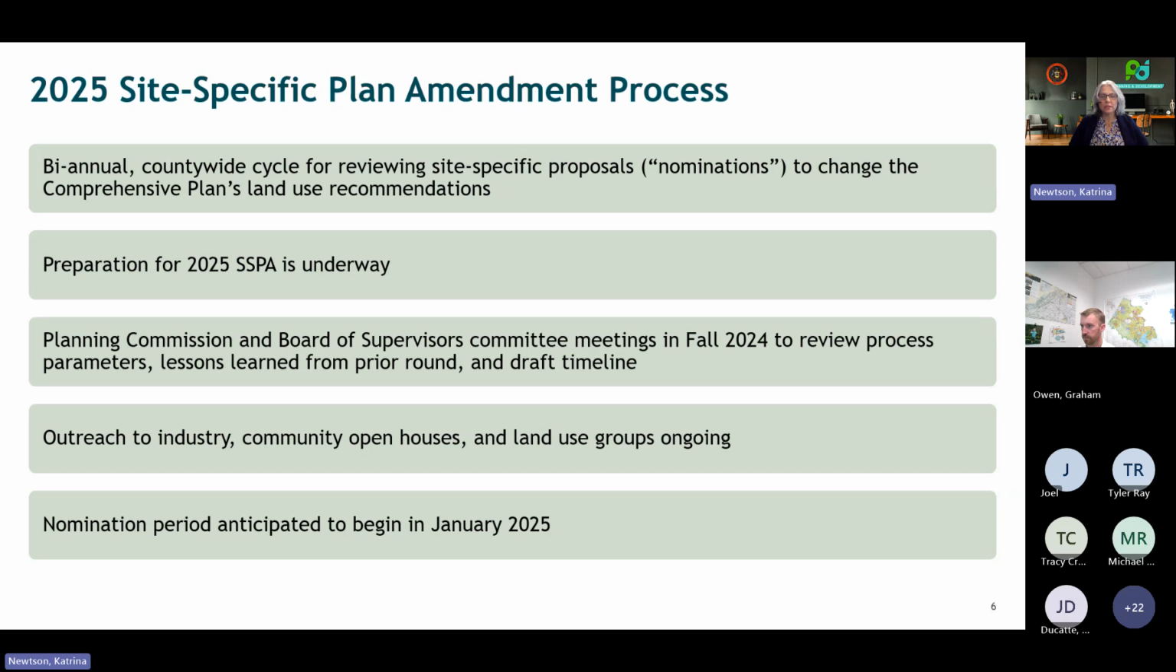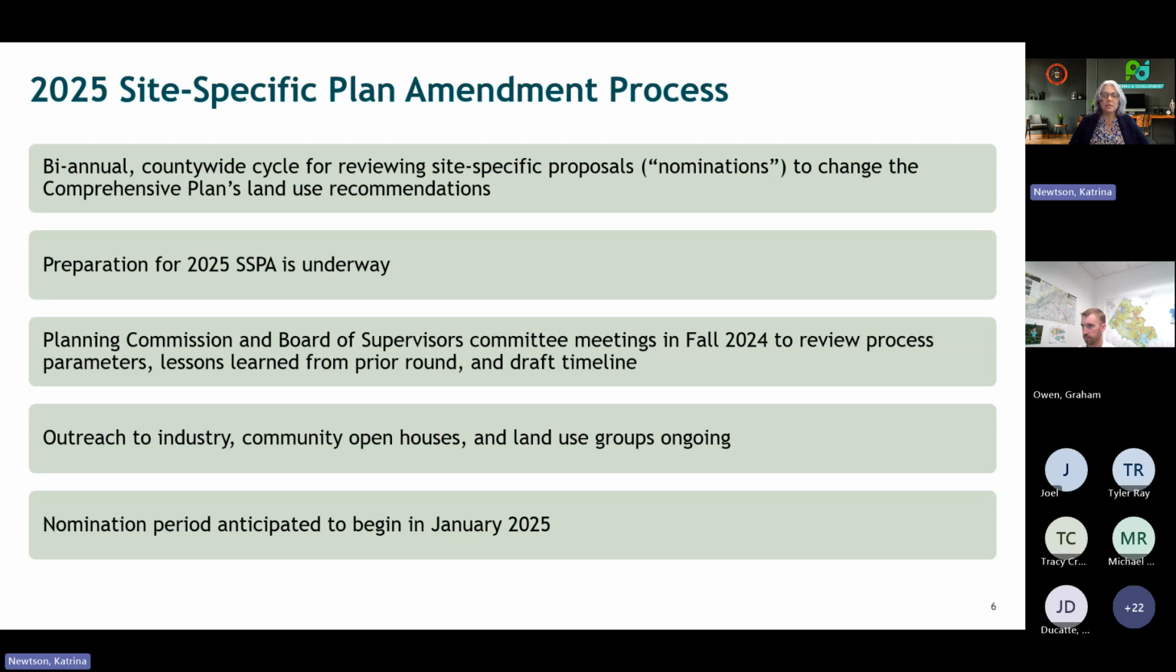So in preparation for the next round, we looked at the goals for the process, lessons learned from the prior round, and we proposed a few relatively minor changes. And at recent committee meetings, the Planning Commission and the board indicated that they were generally happy with the process. So we are beginning to advertise the next round this fall by conducting outreach with the development industry, land use groups, and civic organizations throughout the county. That's why we're here today, to let everybody know about the process and some of the minor changes.